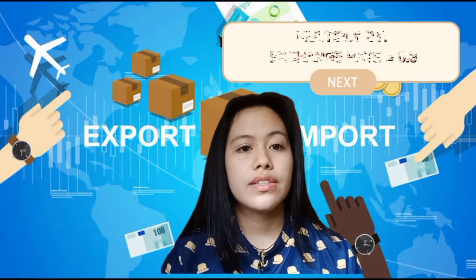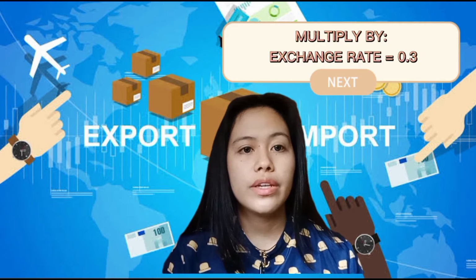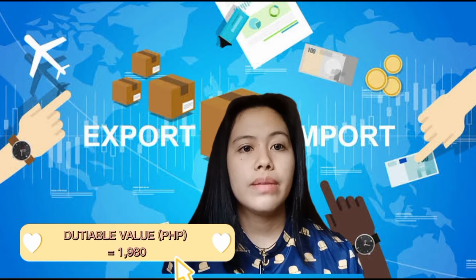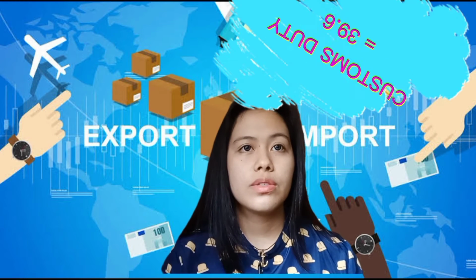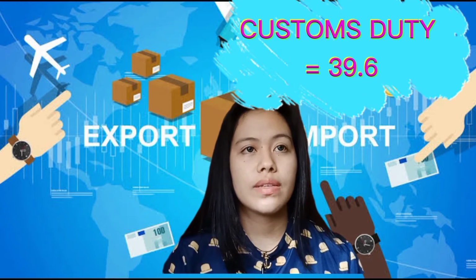And multiplied by the exchange rate, which is equal to 0.03. And the dutiable value in peso is equal to 1,980. And multiplied by the rate of duty, which is equal to 0.02. And the total customs duty is equal to 39.6.